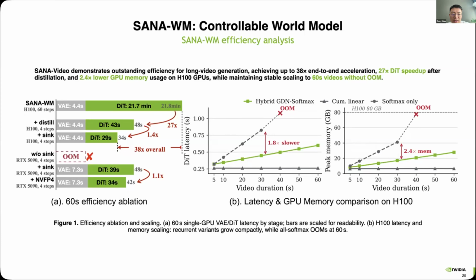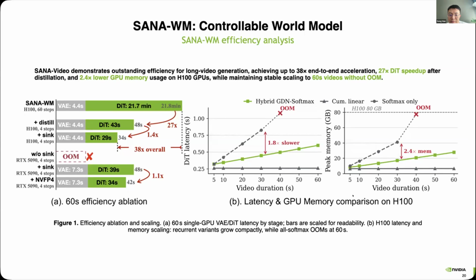And the right-hand side is showing the latency and GPU memory comparison on H100, comparing the hybrid GDN softmax attention versus softmax only versus cumulative linear approach. So this is about 1.8 times faster compared with baseline methods. And the longer the video you generate, the more memory you can save.